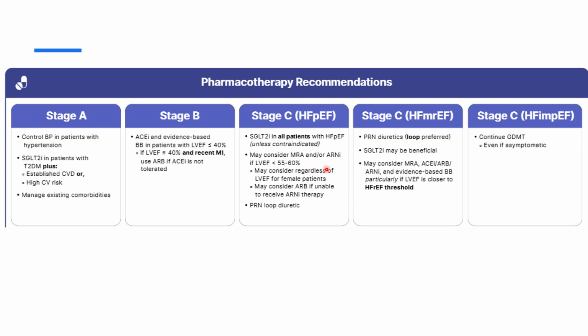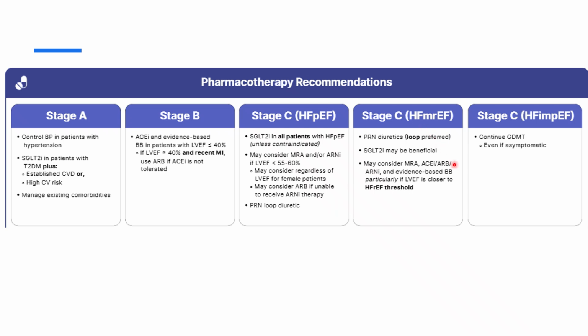Stage C, heart failure with preserved ejection fraction. So in such cases, we need to use SGLT2 inhibitors in all patients with heart failure with preserved ejection fraction unless it's contraindicated. May consider mineralocorticoid receptor antagonist or angiotensin receptor neprilysin inhibitor if left ventricular ejection fraction is below 55 to 60%. May consider regardless of left ventricular ejection fraction for female patients, and may consider angiotensin receptor blocker if unable to receive ARNI therapy. Then PRN, you can use a loop diuretic if there are congestive symptoms.